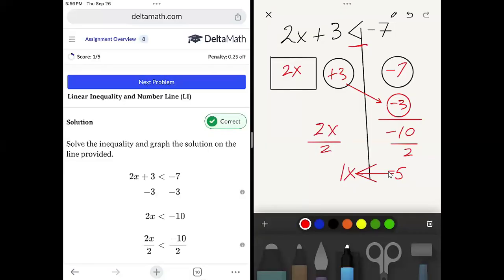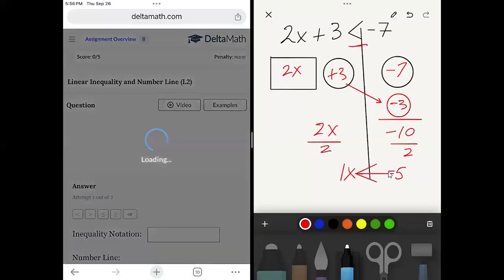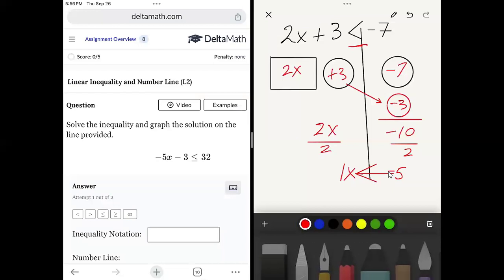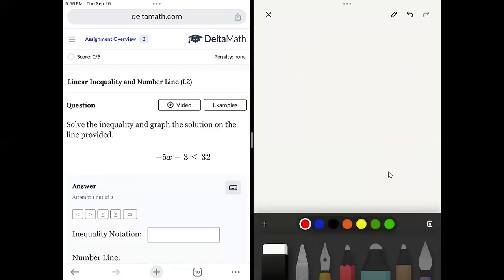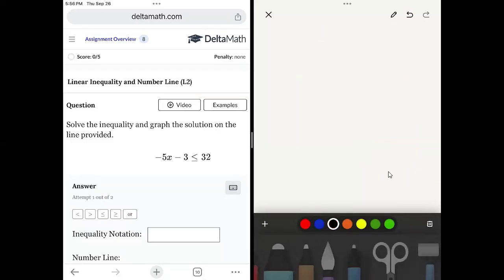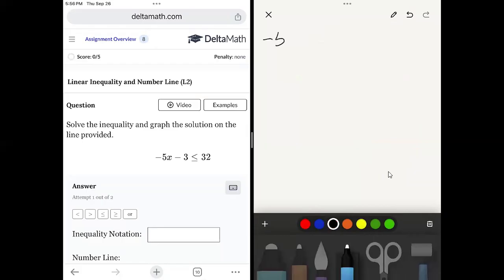All right, so now I'm going to do one from level 2. These are supposed to be a little bit harder, so I want to do one of those as well. Let me write the equation. So this is going to be -5x minus 3 is less than or equal to 32. Now this one is going to demonstrate the only difference between solving inequalities and solving equations.